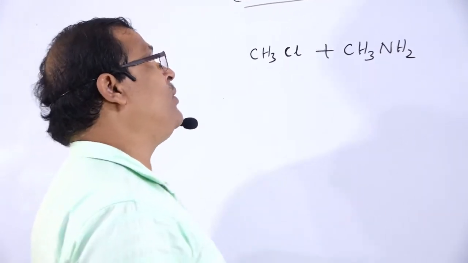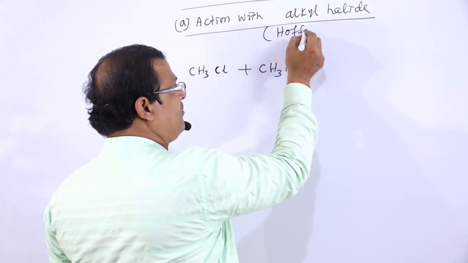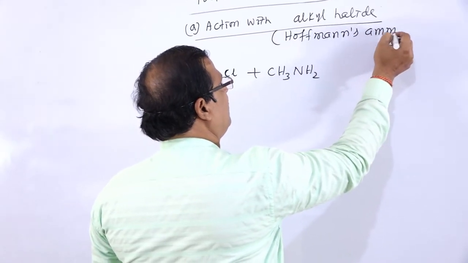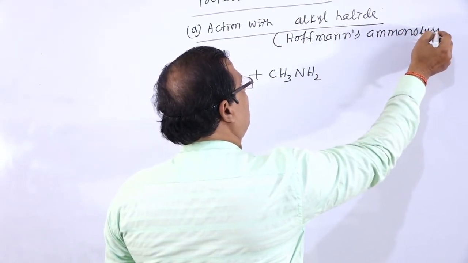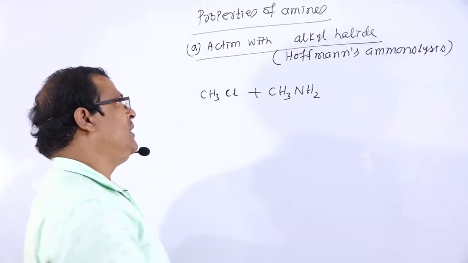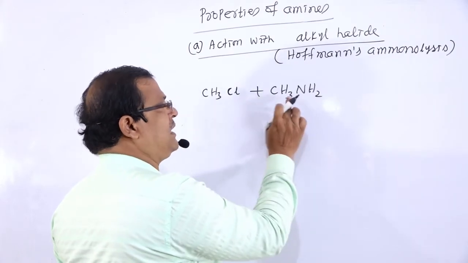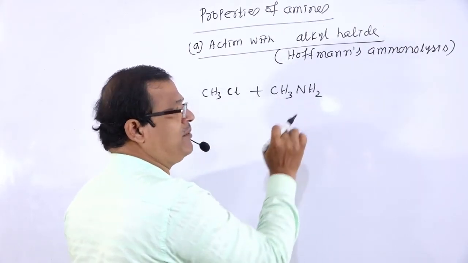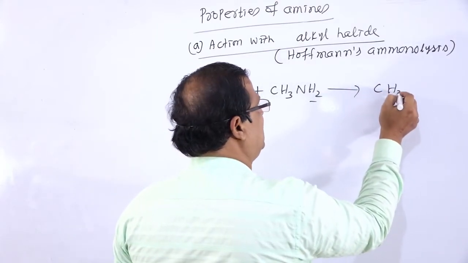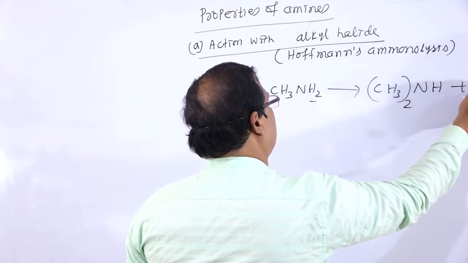That is Hofmann's ammonolysis, action with alkyl halide. Alkyl halides react with primary amine. This is the primary amine. So H and Cl are removed, and there is the formation of (CH3)2NH plus HCl.